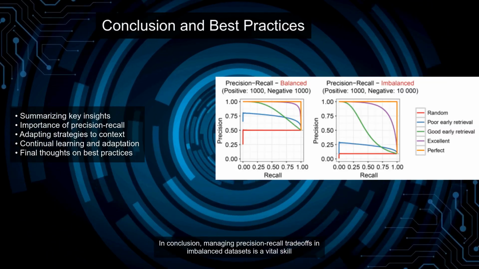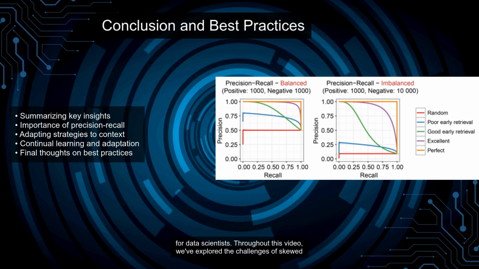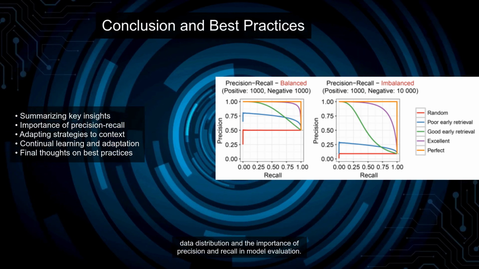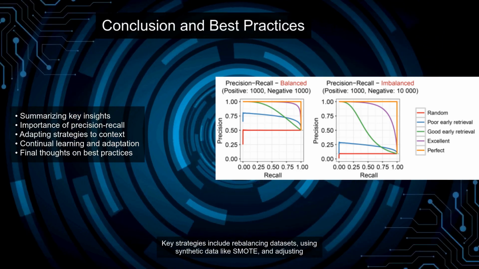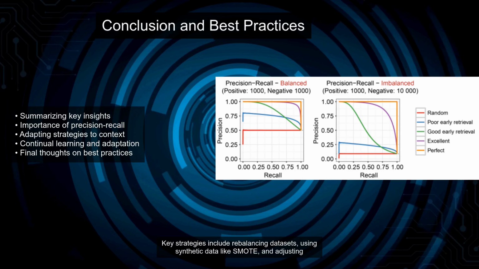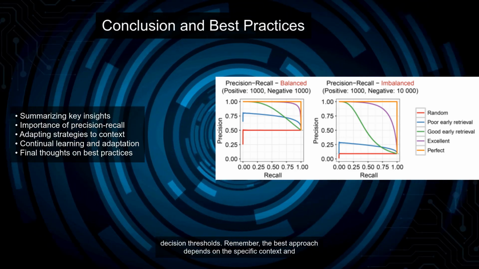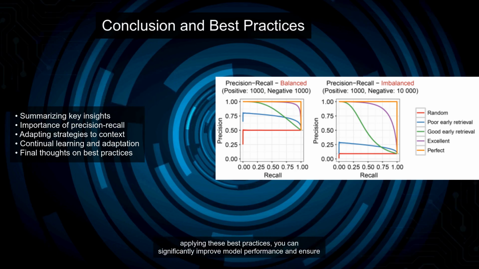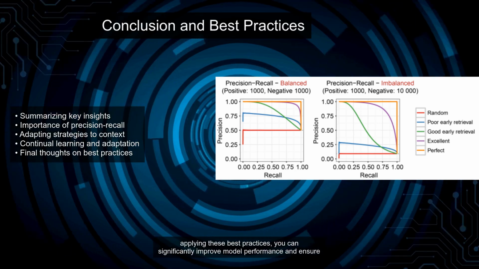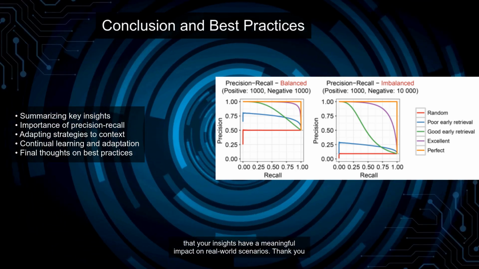In conclusion, managing precision-recall trade-offs in imbalanced datasets is a vital skill for data scientists. Throughout this video, we've explored the challenges of skewed data distribution and the importance of precision and recall in model evaluation. Key strategies include rebalancing datasets, using synthetic data like SMOTE, and adjusting decision thresholds. Remember, the best approach depends on the specific context and objectives of your analysis, and continual learning and adaptation are crucial. By applying these best practices, you can significantly improve model performance and ensure that your insights have a meaningful impact on real-world scenarios.